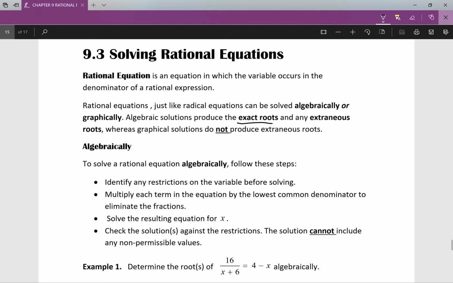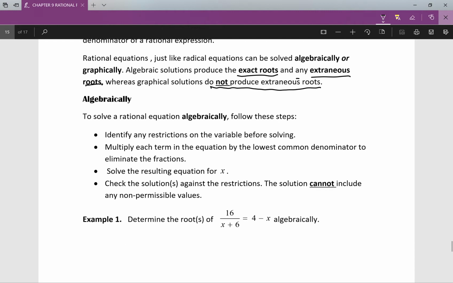Algebraic solutions produce the exact roots and any extraneous roots, whereas the graphical solutions do not produce the extraneous roots. So in these cases, the extraneous roots are going to occur in the spots where I get a solution that makes my answer undefined. To solve the rational equation algebraically, we're going to follow these steps.